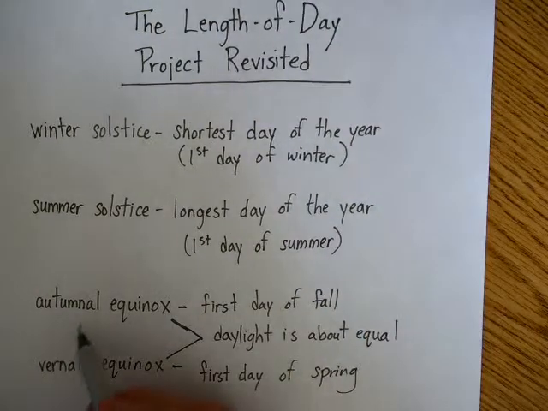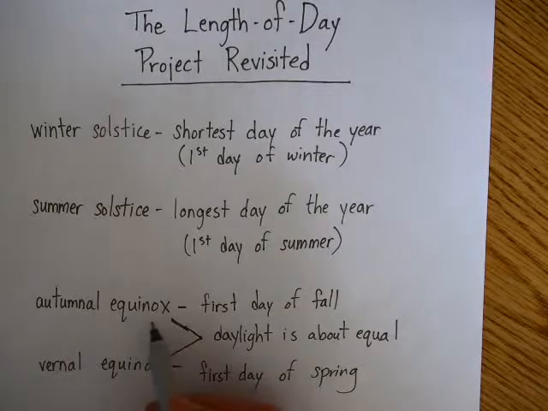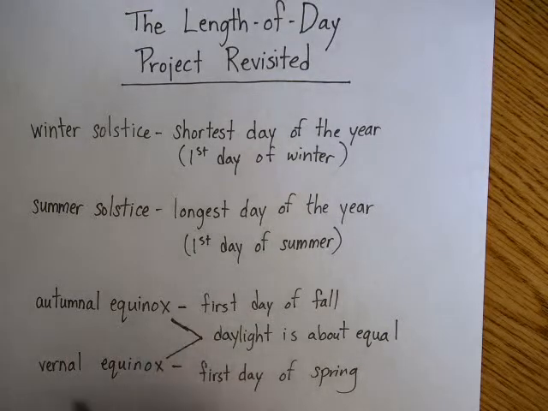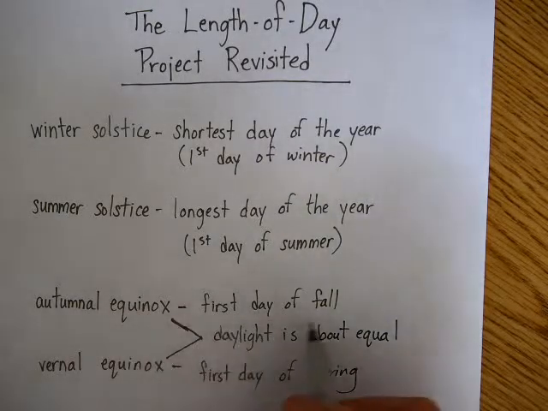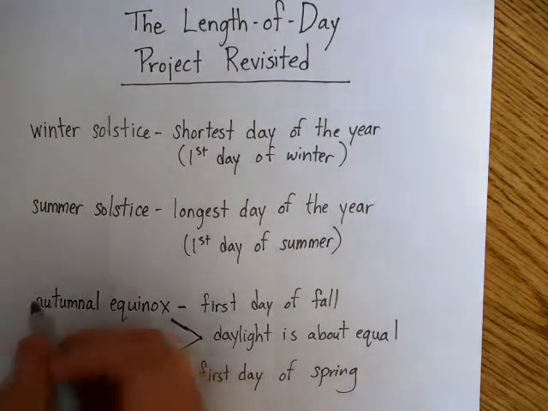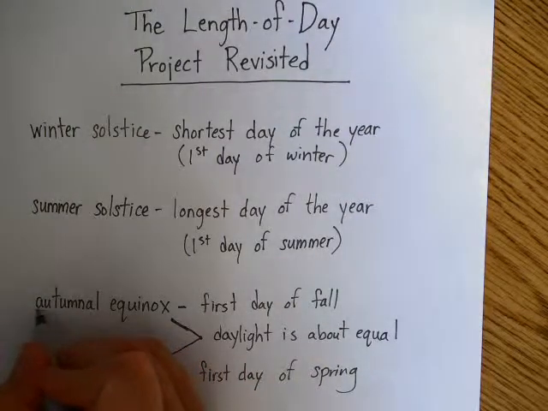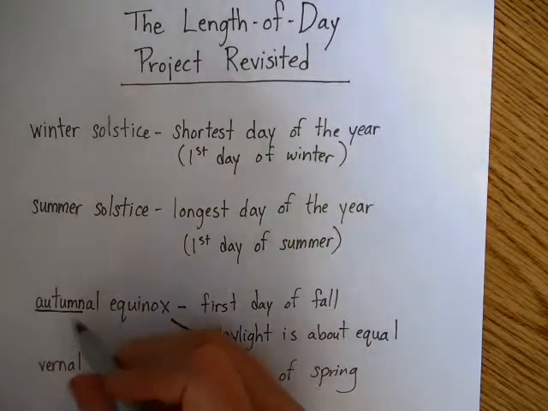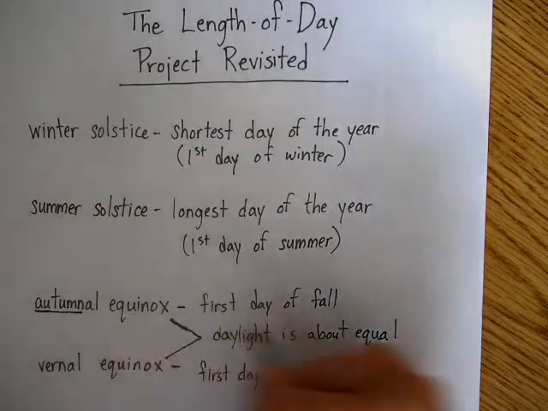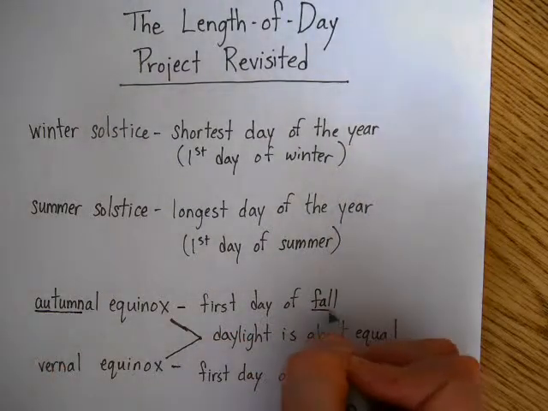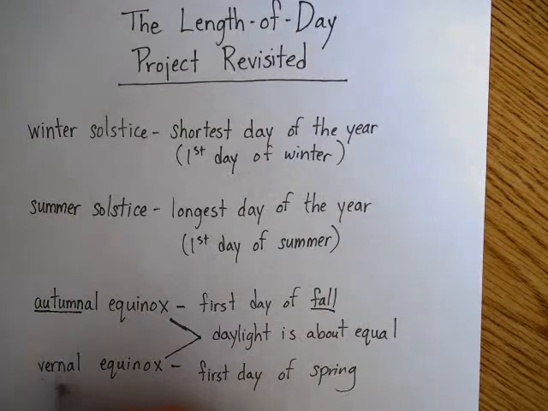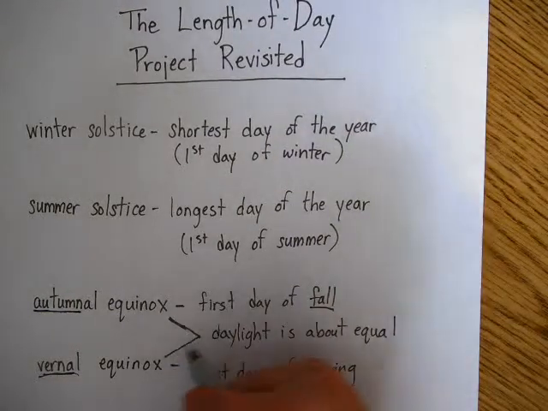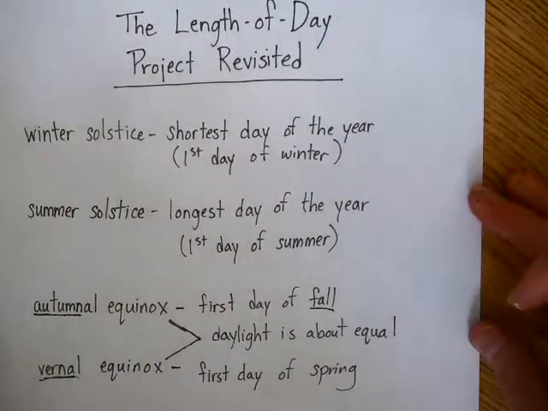And then we have the autumnal equinox and the vernal equinox, and this one is the first day of fall. Okay, so you can see autumn. The autumnal equinox is the first day of fall, or the first day of autumn. And then the next one, the vernal equinox, is the first day of spring. And on these times, the daylight is just about equal.